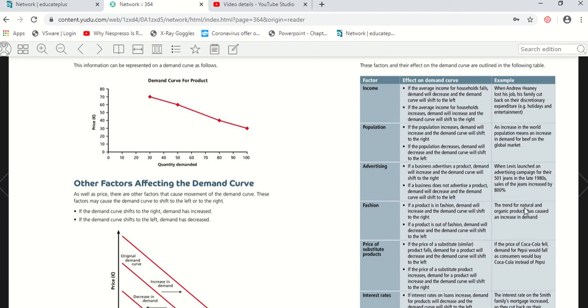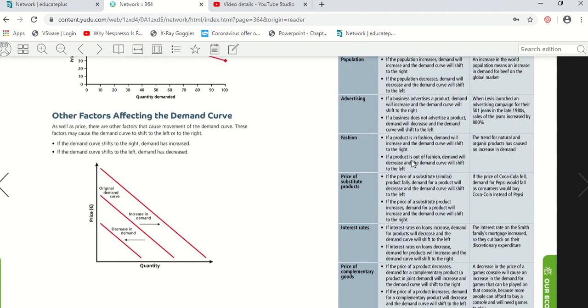Fashion, again, if there's a trend for a certain type of product, if you think about at the moment vegan friendly or meat-free burgers, things like that, obviously then it's going to create a higher demand for those products.